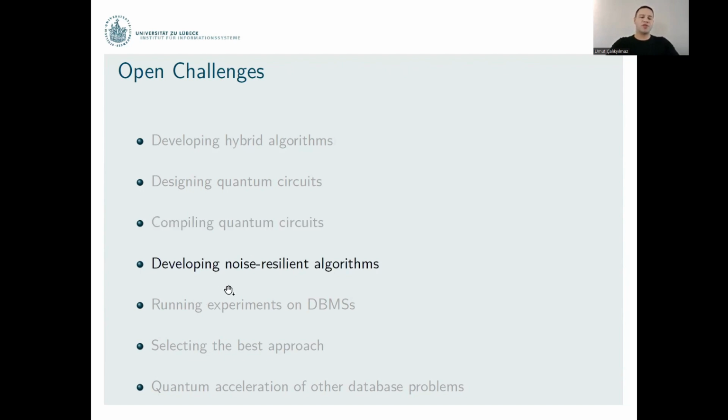We can also develop noise-resilient algorithms to achieve somewhat higher circuit depths. And of course, after designing all these algorithms and circuits, we have to implement them into some database management system and run experiments on them to get results, so that we can select the best approach for a given problem instance. And ideally, a database management system would select the best approach, quantum or classical, on the run, depending on the given problem instance. And obviously, we can always accelerate other database problems, such as multi-query optimization or index tuning, using quantum computing.